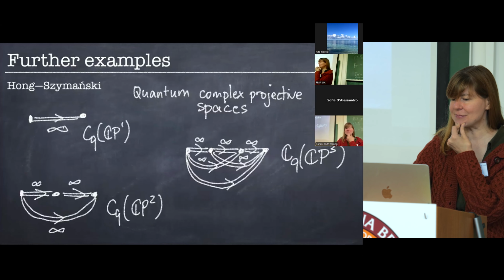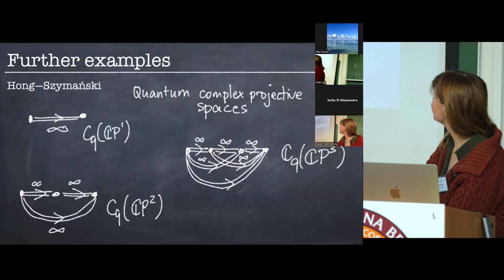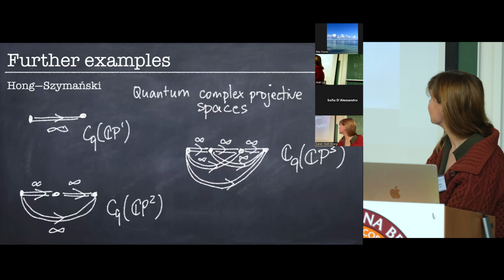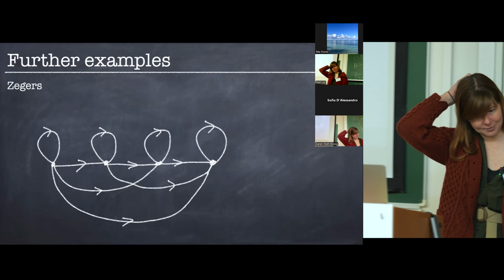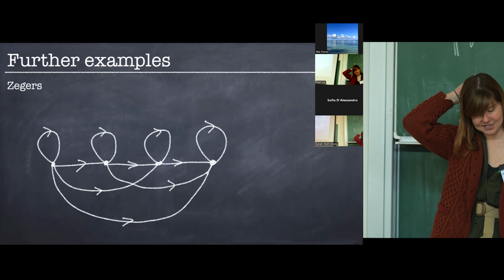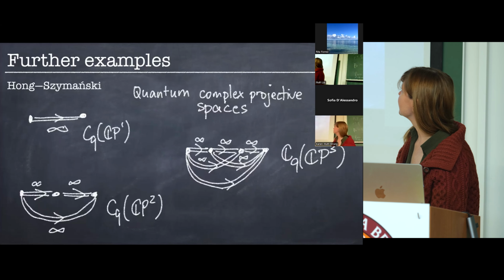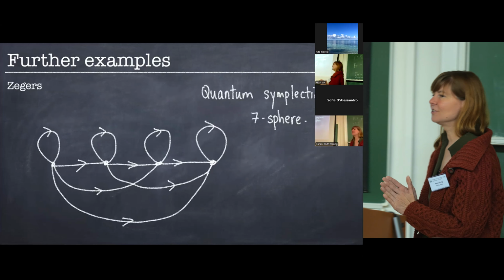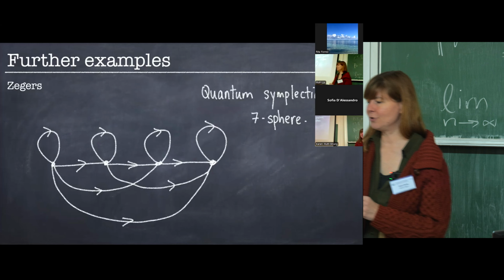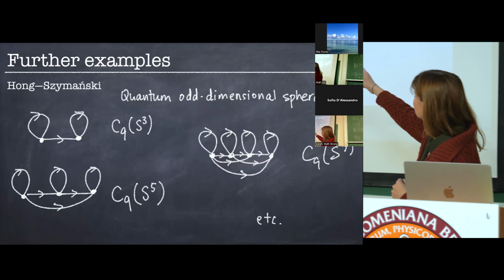Quantum complex projective spaces, they also drew some graphs for. Here they are, so again, you can iterate this for any n. Sophie Zegers, who for a while was a postdoc with us in Prague, showed that this was the quantum symplectic 7-sphere. And you might notice that this looks an awful lot like some of these other spheres.